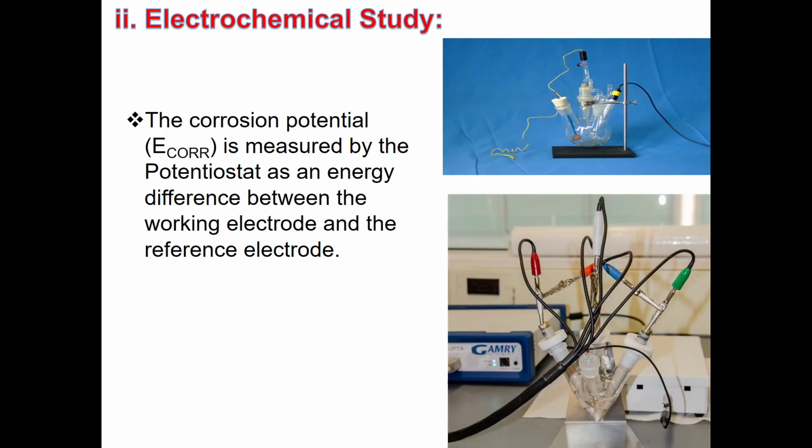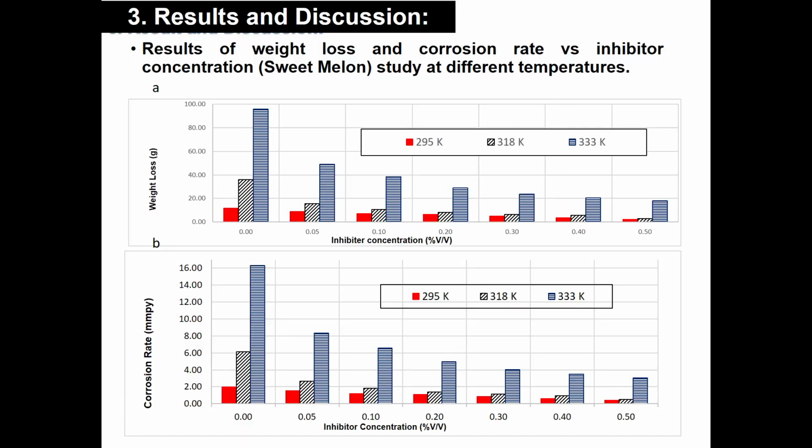rate. So we use this electrochemical method also, and we find out the E corr, which we measure from the potentiostat as an energy difference between the working electrode and the reference electrode. We also calculate the Gibbs energy and other parameters.